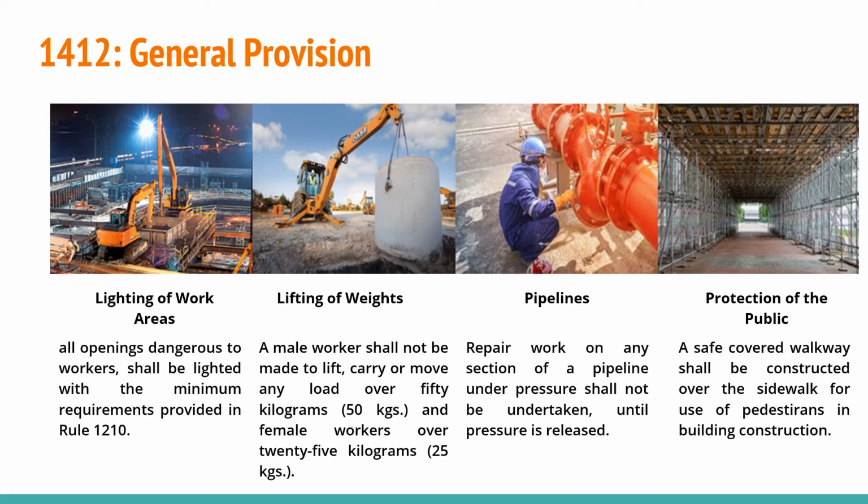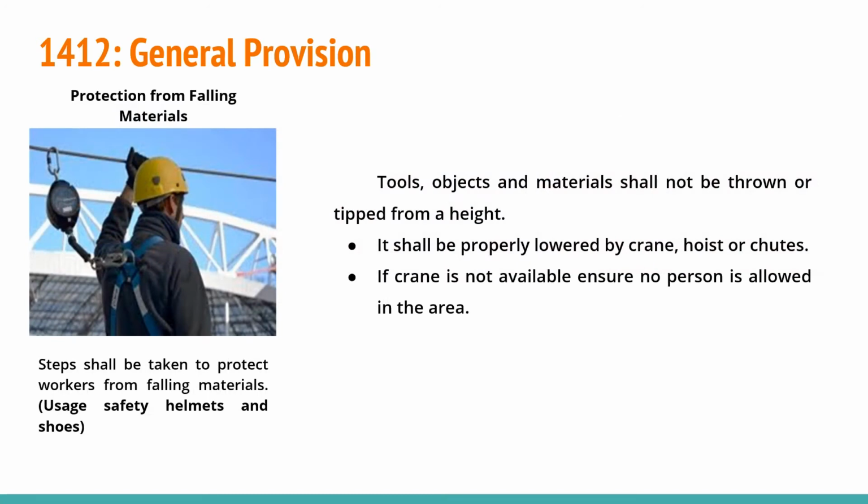So next is protection of the public. To protect the public, a covered pathway will be used by pedestrians and workers alike. It will serve as protection from falling objects and the like. Protection from falling materials. Steps will be taken to protect workers by providing protective gear such as helmets. But to increase safety, one must follow that objects shall not be thrown from a height. Use a crane, hoists, or chutes, but if not available, ensure that no person is allowed near the area.